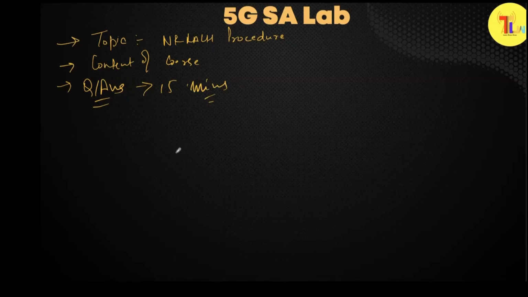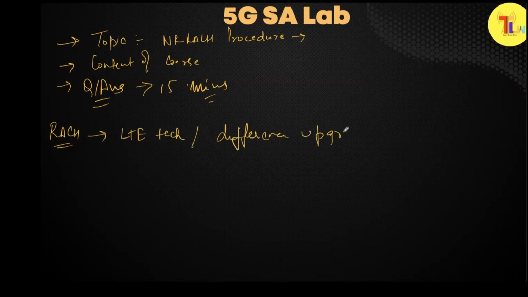So now, let's go ahead with the NR-RACH procedure. What is this NR-RACH procedure? First, we need to understand what this RACH is, how it was happening in LTE technology, and what the difference or upgradation is in 5G. Basically, the RACH procedure is your random access channel procedure.